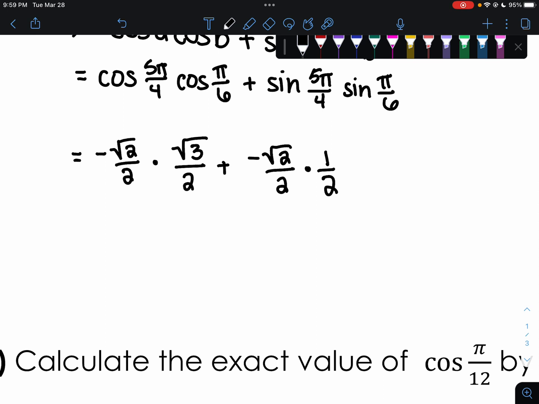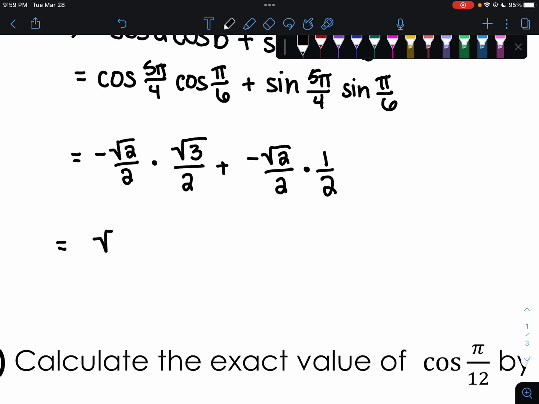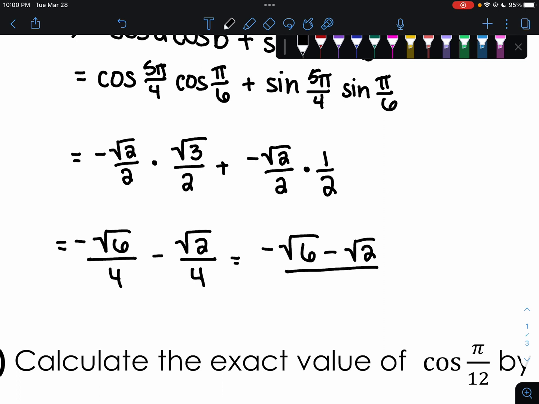Now all we're going to do is simplify this. So I'm going to multiply a negative rad 2 times rad 3. That gives me a negative rad 6. I multiply the denominators, 2 times 2, and it gives me 4. Then I am going to multiply a negative rad 2 times 1, which gives me a negative rad 2. Then I'm going to multiply 2 times 2 and get 4. And last but not least, I'm going to write it as one big fraction all over 4. So I have a negative rad 6 minus rad 2 all over 4. And this right here is my final answer.